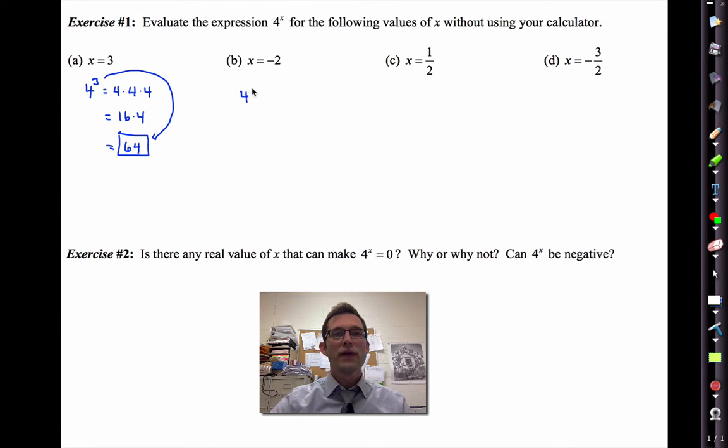In letter B, we have 4 to the negative 2. Remember, negative exponents mean that you are going to repeatedly divide the number 1 by 4 here, so we're going to have 1/16.